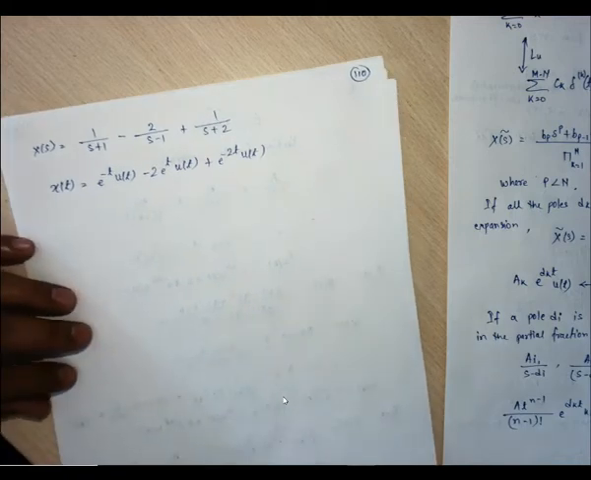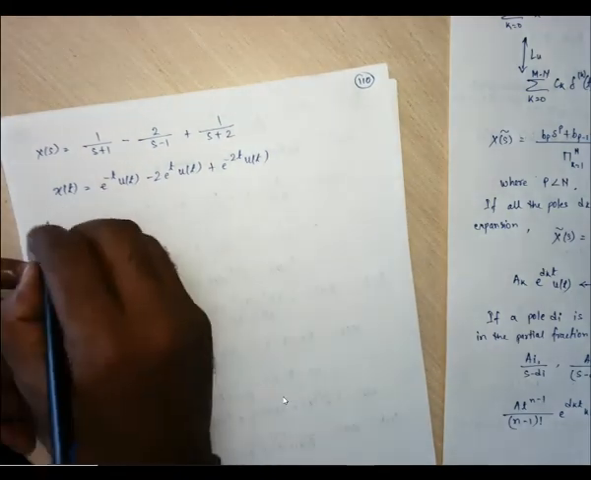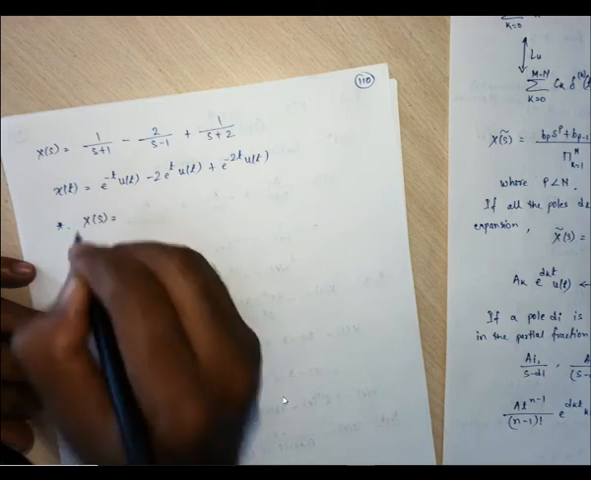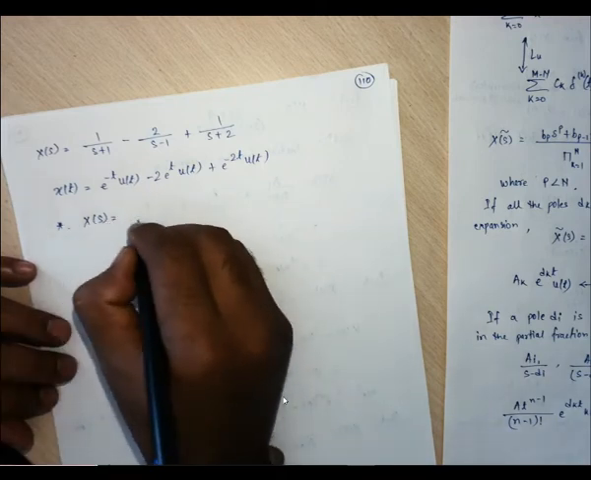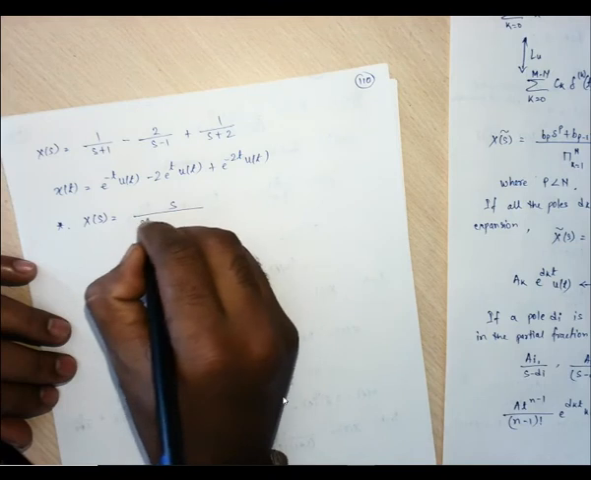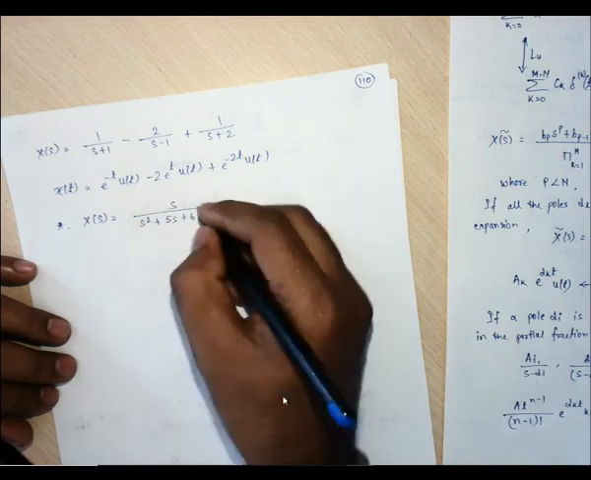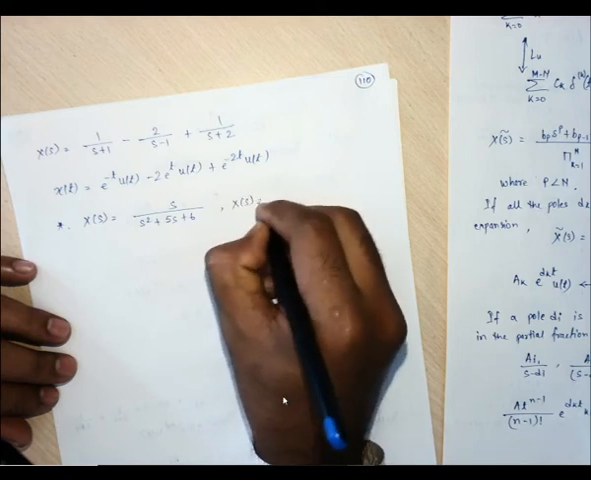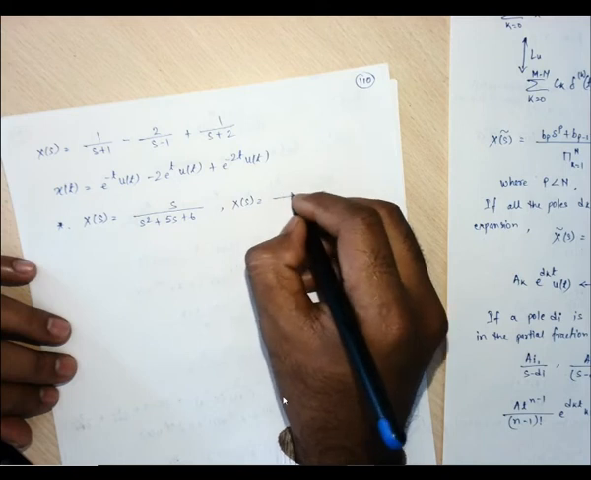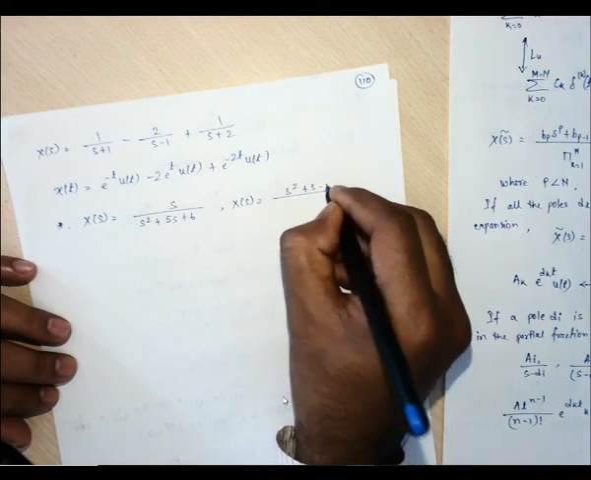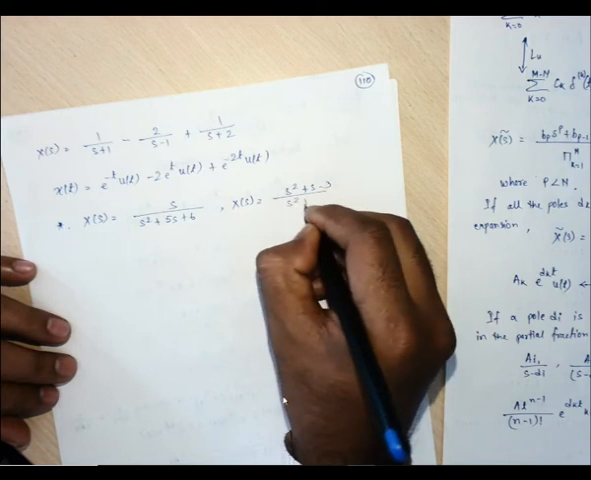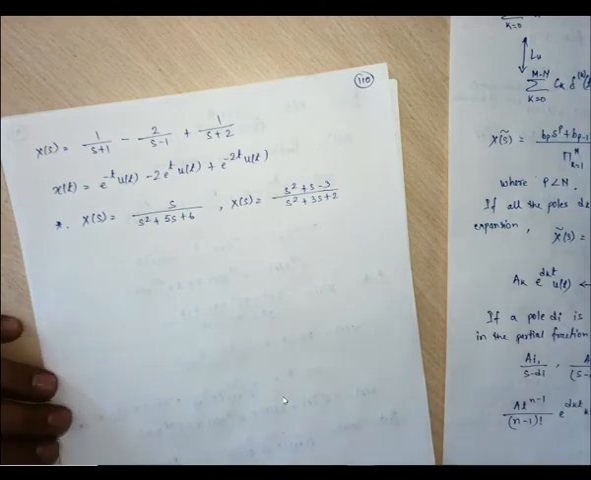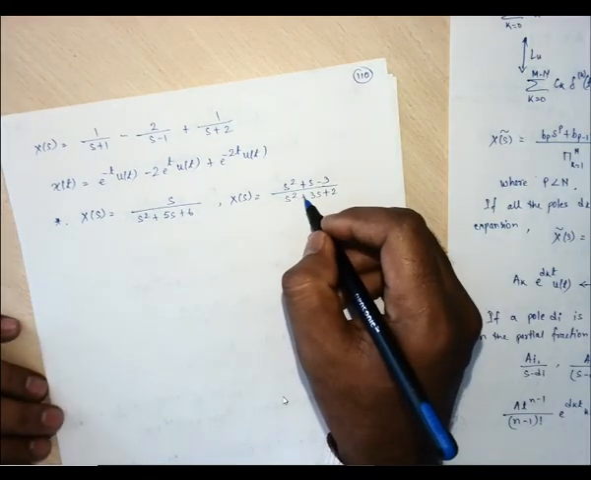So you just try with another problem. I'm just giving this one to you. X(s) is s by (s square plus 5s plus 6). This is one. Another one is X(s) is (s square plus s minus 3) by (s square plus 3s plus 2). Okay, so here the degrees are equal. Again you need to go with the long division.